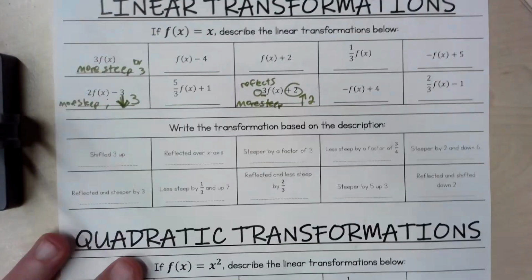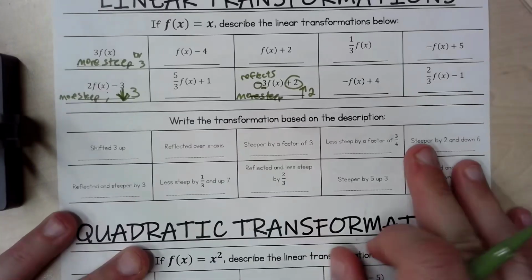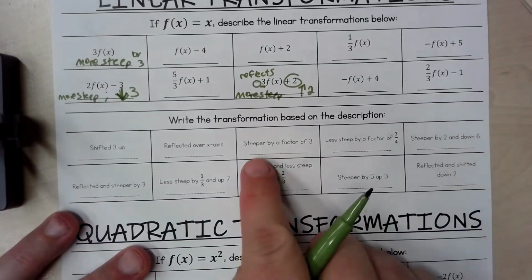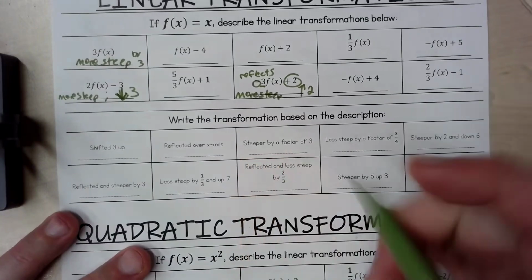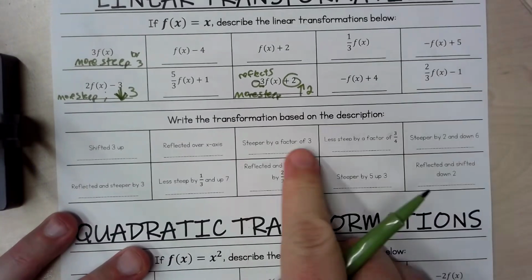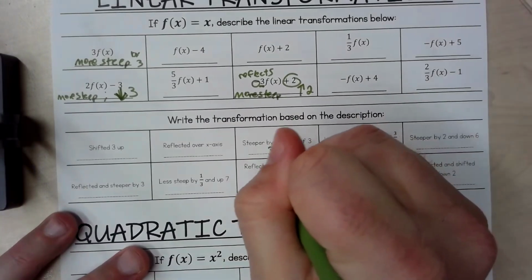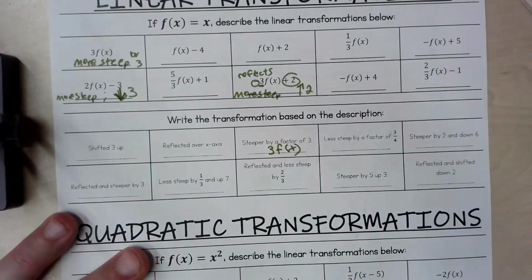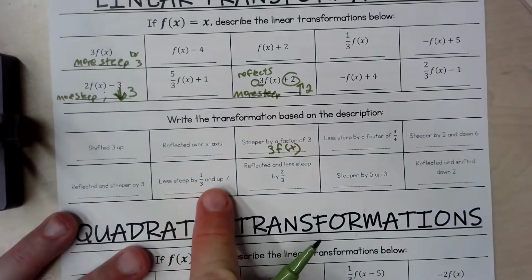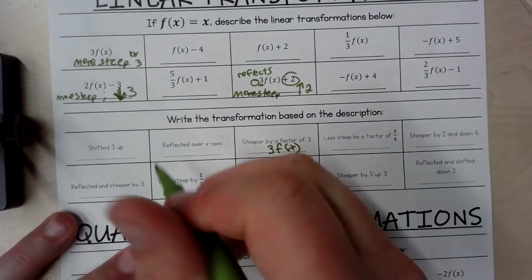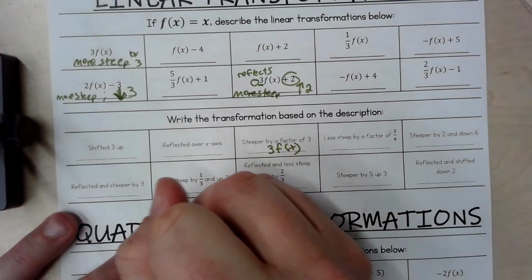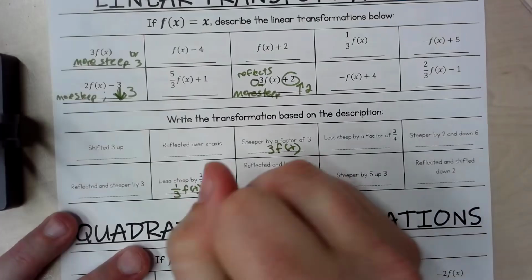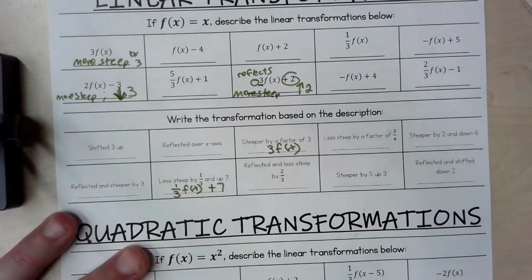Well, now I give you the description, and can you write the transformation? Let's just pick a random one. Let's say I pick steeper by a factor of 3. So if I'm making it more steep, we're multiplying. So that's going to be 3 f of x. All right, let's say less steep by 1/3 and up 7. So to get less steep, that's going to be 1/3. All right, multiplying changes the steepness. And up 7 means I got to add 7 on the outside.